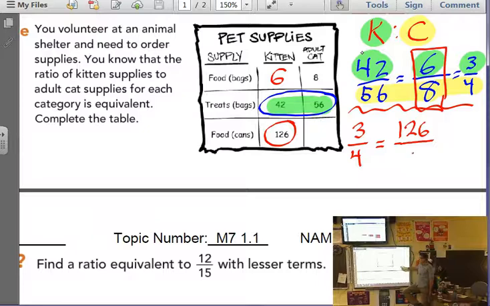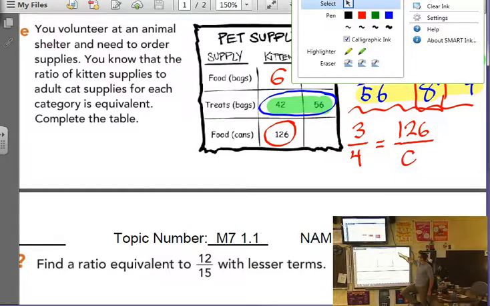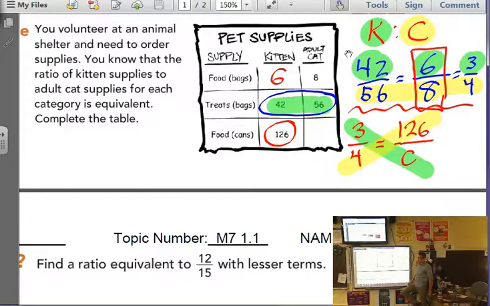So then I choose some kind of variable. I'm going to say C for cat. Whatever variable you choose doesn't really make a difference. Please write out this process. I'm running out of screen, so I'm going to swoop over here to the left side. When we cross multiply, we're going to multiply the 3 times the C and the 4 times the 126. So if I do 3C equal to, and for us, I will sometimes skip steps. So what do you get? 4 times 126 is? 504.